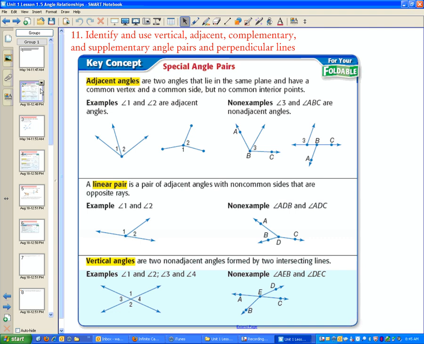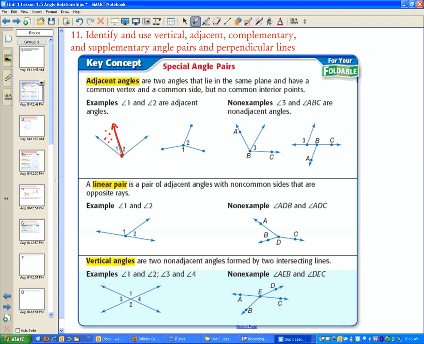Your neighbor's lawn is adjacent to your lawn. Our room is adjacent to Mr. Scott's room. Now, in the same plane, we're not going to have to worry about that. We're going to be dealing in a plane. Have a common vertex. So look here at this example. There's the common vertex for angle 1 and angle 2. A common side, that ray right there is the common side, but no common interior point. Any point that's in the interior of angle 1 is not in the interior of angle 2, and vice versa.